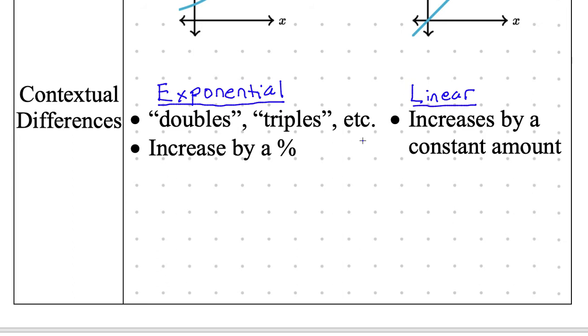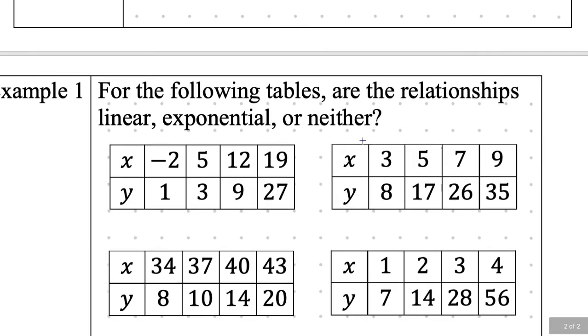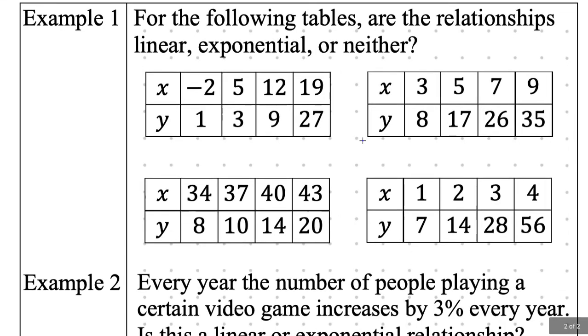All right, let's see some examples. Everyone is done writing. First one exponential, second one linear. All right, example number 1. I have a bunch of different tables for you. You need to decide if they are linear, exponential, and some of them might be neither.